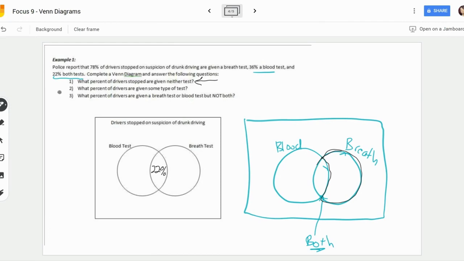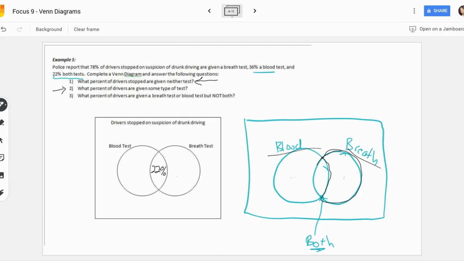What percent of drivers are given some type of test? Okay, so what that's really asking is you're either given the breath test or the blood test, but it's kind of implying that if you're given some type of test, you could be given both. So we need to know what goes in this region and this region, like just blood or just breath. And because we already know what goes in both, this is just subtraction.